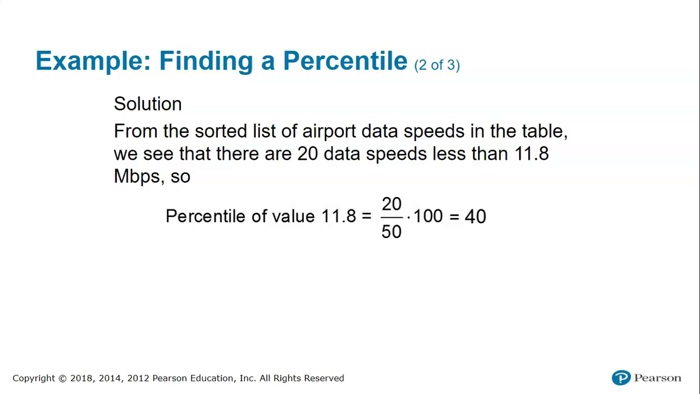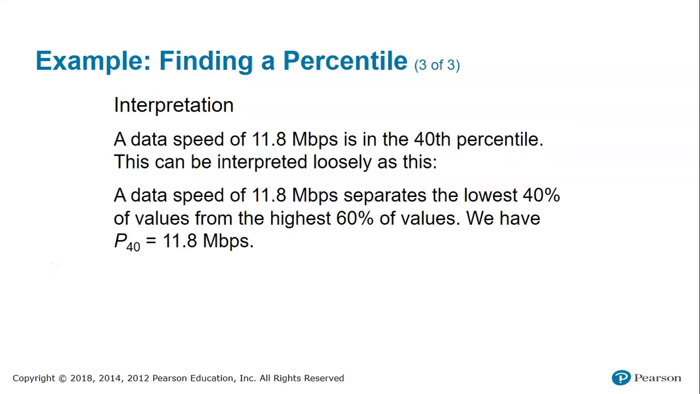Okay, so this is just kind of going through some more steps here. Basically, if it's the 40th percentile, then that means there's 40% below that value and 60% above the value.